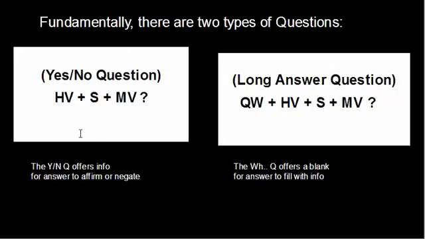So here I said, are you a teacher? Here I might say, what are you? Or what do you do? And the answer is, I'm a teacher. So I'm giving you the information. Here, you must give me the information. Are you a teacher? Here, you have to say, what are you? So we have two different types of questions.